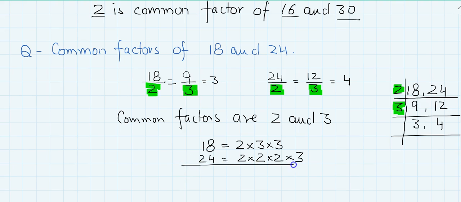Now we can see here that this 2 is common and this 3 is common here. So the common factors of 18 and 24 are 2 and 3. So either you use this method or you are going to use this one and this one. You are going to get the same factors.